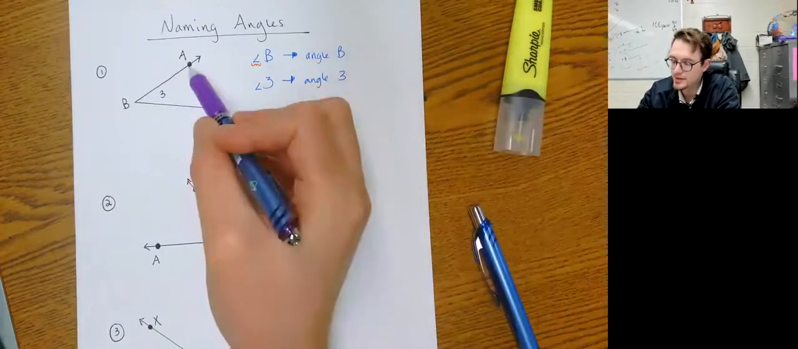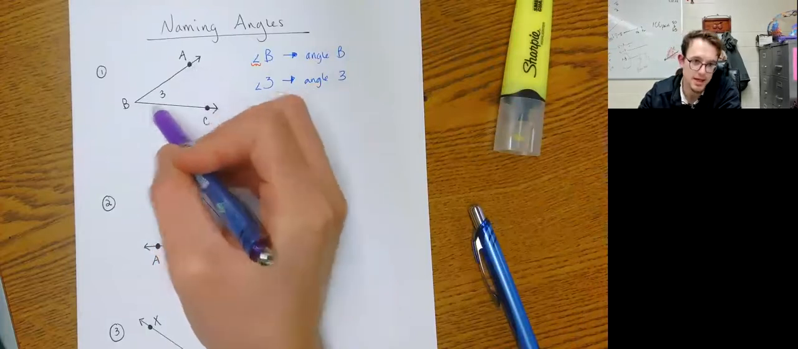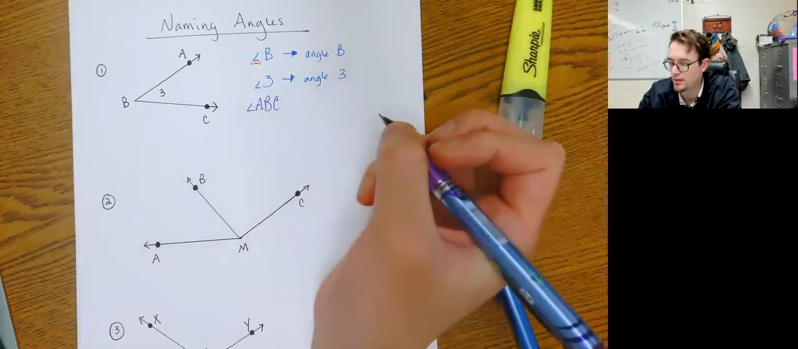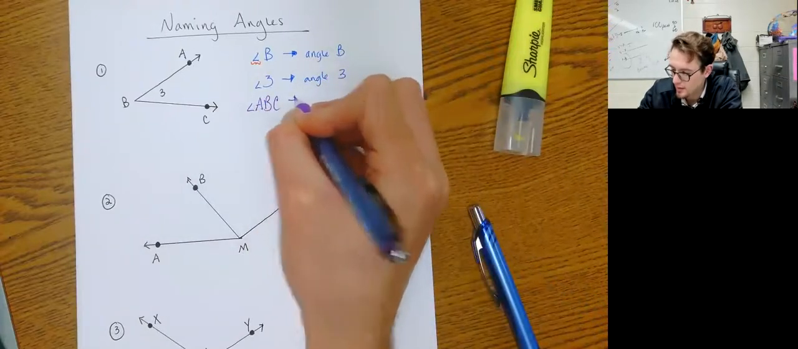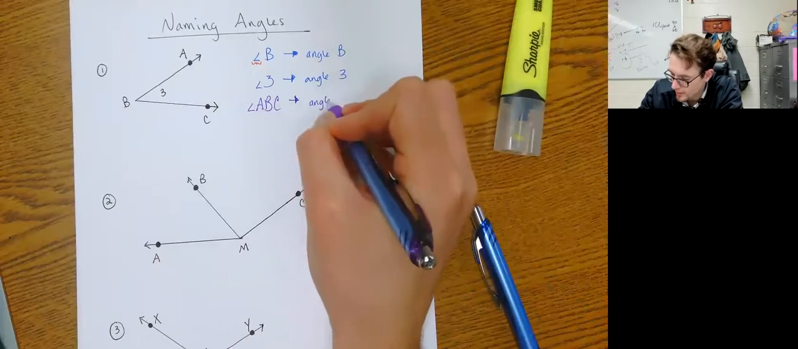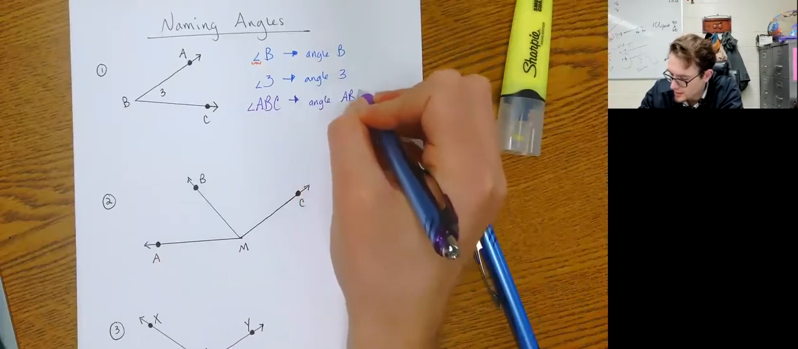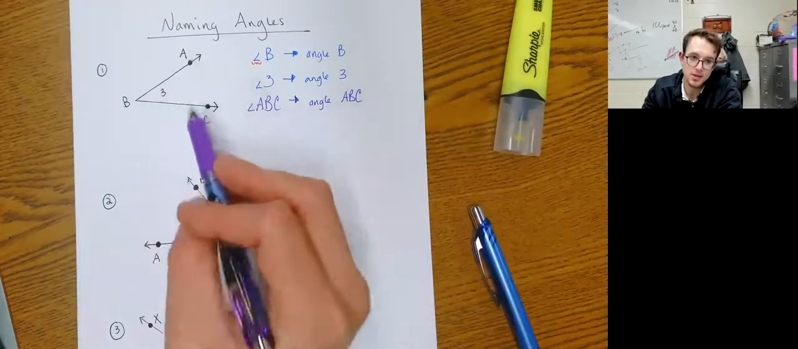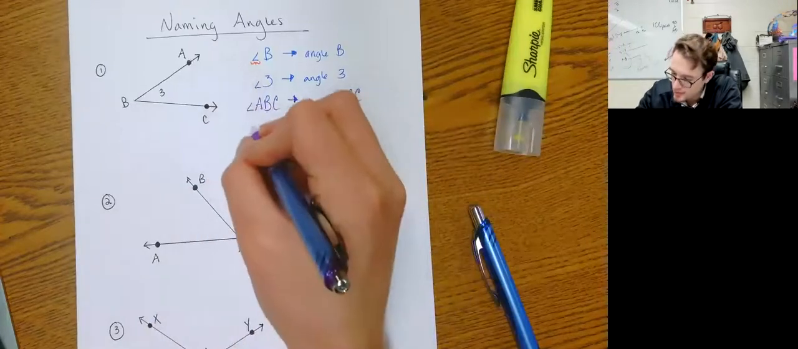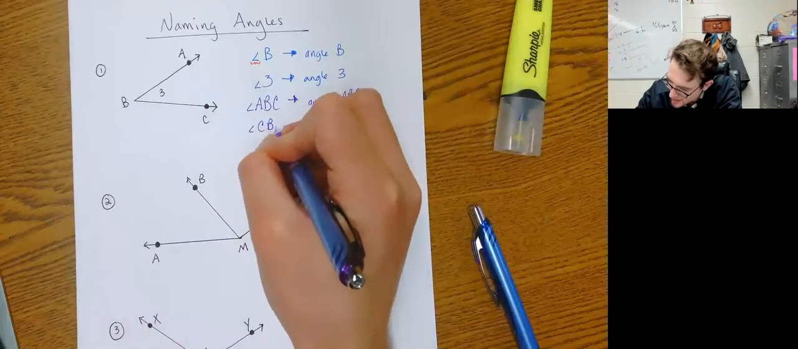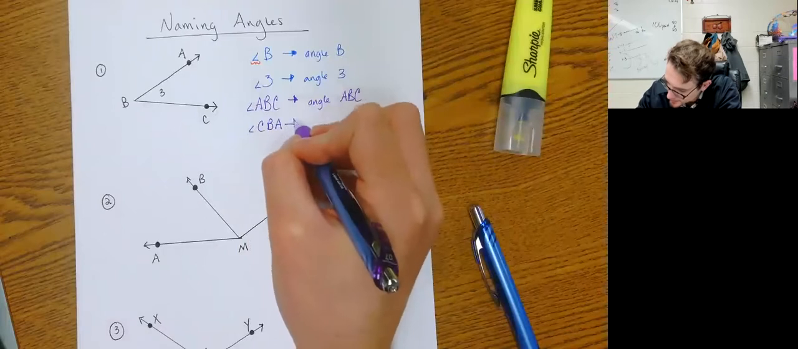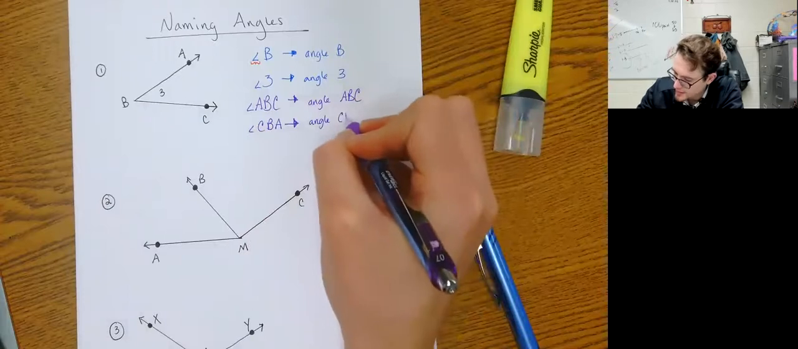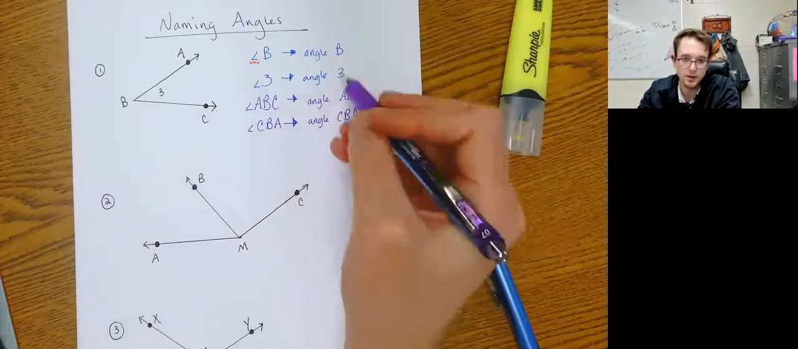Another way is you can use these 3 points. So you could do angle ABC, and you would type that in by saying angle ABC. You can also do C, B, A. So angle CBA, and again, you can type in angle CBA.